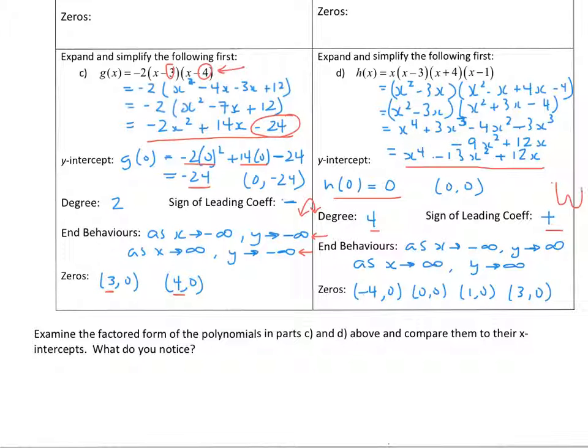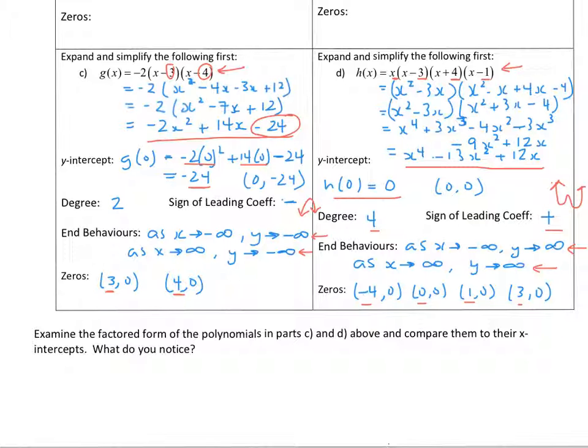Now, this is a degree 4 with a positive lead coefficient. It means I've got that W-shaped curve that looks like this. So as x approaches negative infinity, my y approaches positive infinity. As x approaches positive infinity, y is also positive infinity. And my x-intercepts here are at (negative 4, 0), 1, and 3. And you'll notice right here, we've got a 3 here, a 4 here, a 1 here, and this really could be written as x take away 0 there.